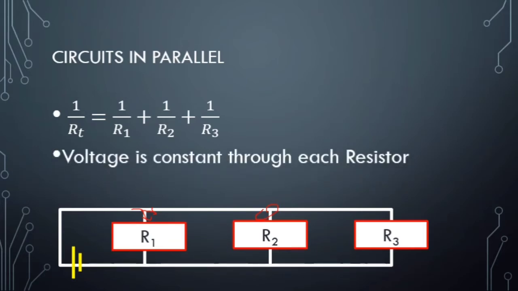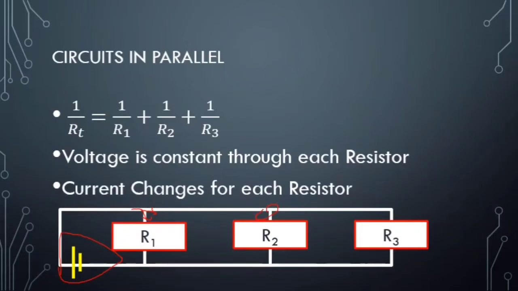Voltage is constant through each resistor, so the voltage source here is going to be the same voltage as what's going through R1, R2, and R3. With this being said, current is the one that changes for each resistor. The way you're going to find current for each resistor is you're going to use V equals IR again.